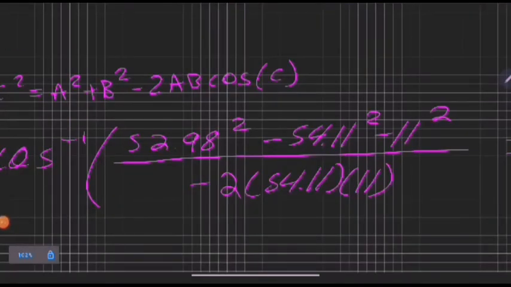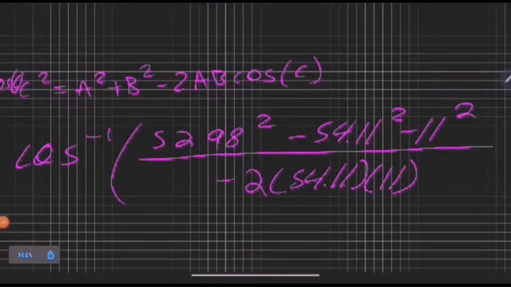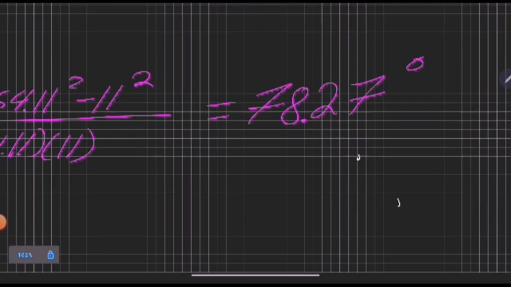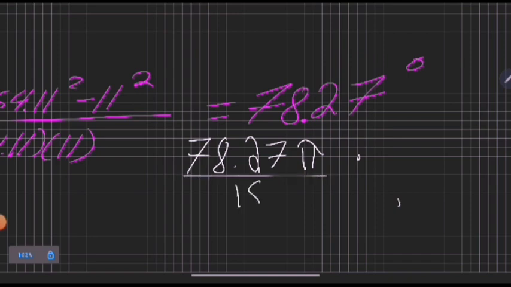So I've gone ahead and written out the law of cosines so that we could find the cosine of C. C is your desired angle, and the side opposite to that is the c squared. So we have 52.98 squared minus a squared minus b squared all over negative 2ab. And that results in an angle of 78.27 degrees. But again, we want to use radians, so we can go ahead and write this as 78.27 pi over 180.